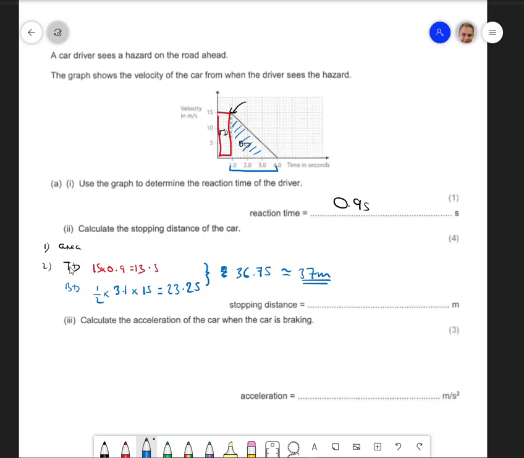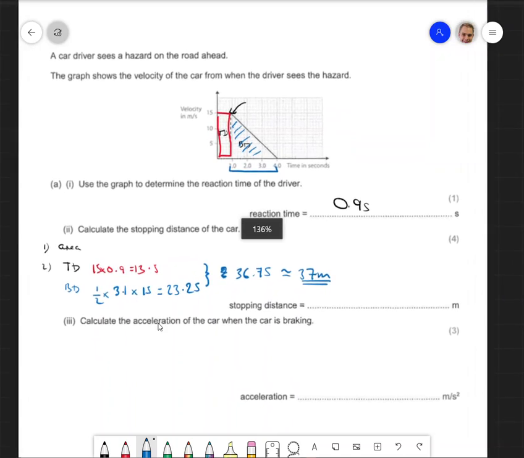Okay, so there's a mark if it's clear that you're trying to work out an area. If you calculate either the rectangle or the braking distance, you get a mark. Adding the values together, showing that you're adding two values together, gets you a third mark. Final answer, fourth mark.